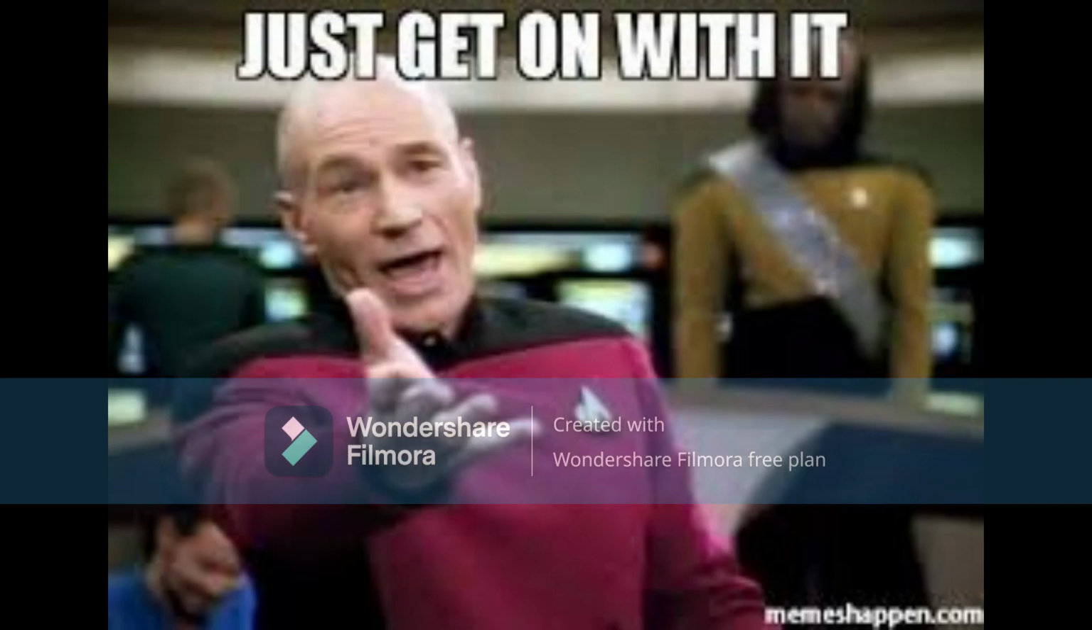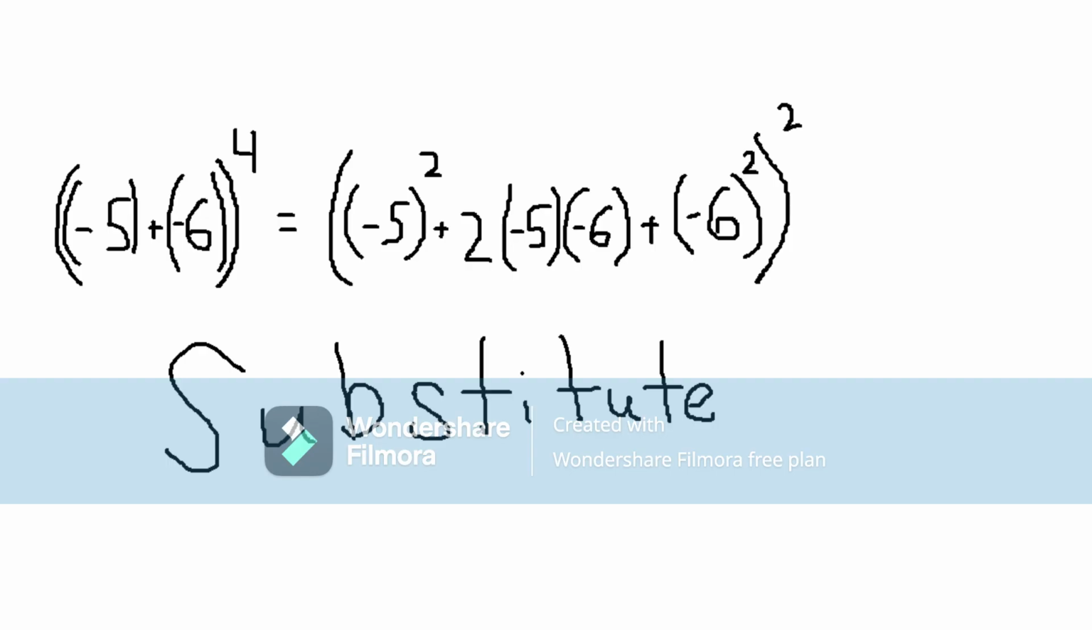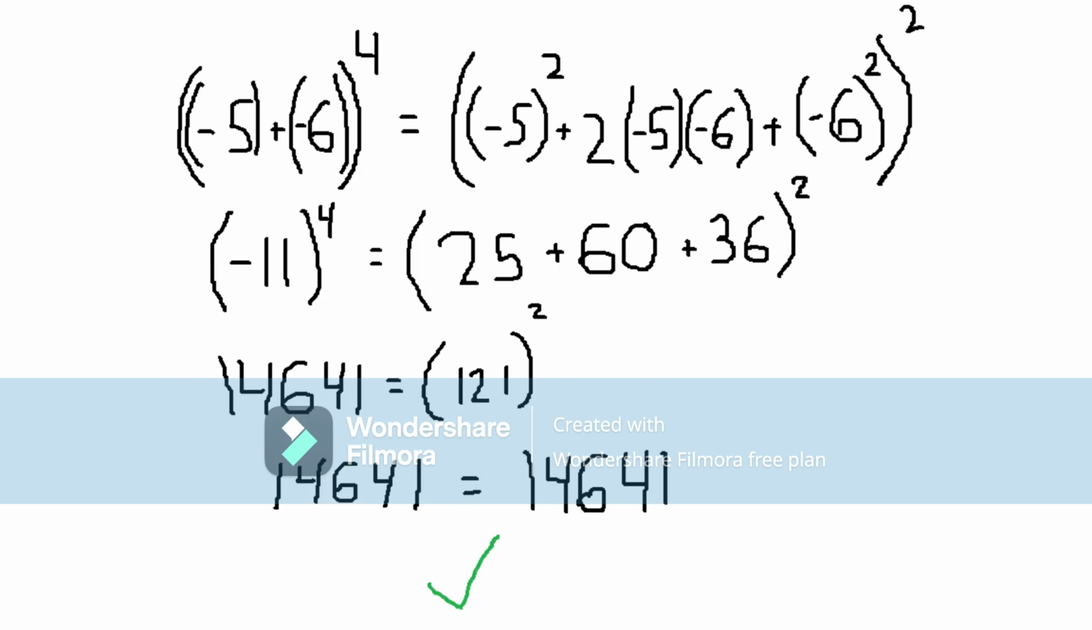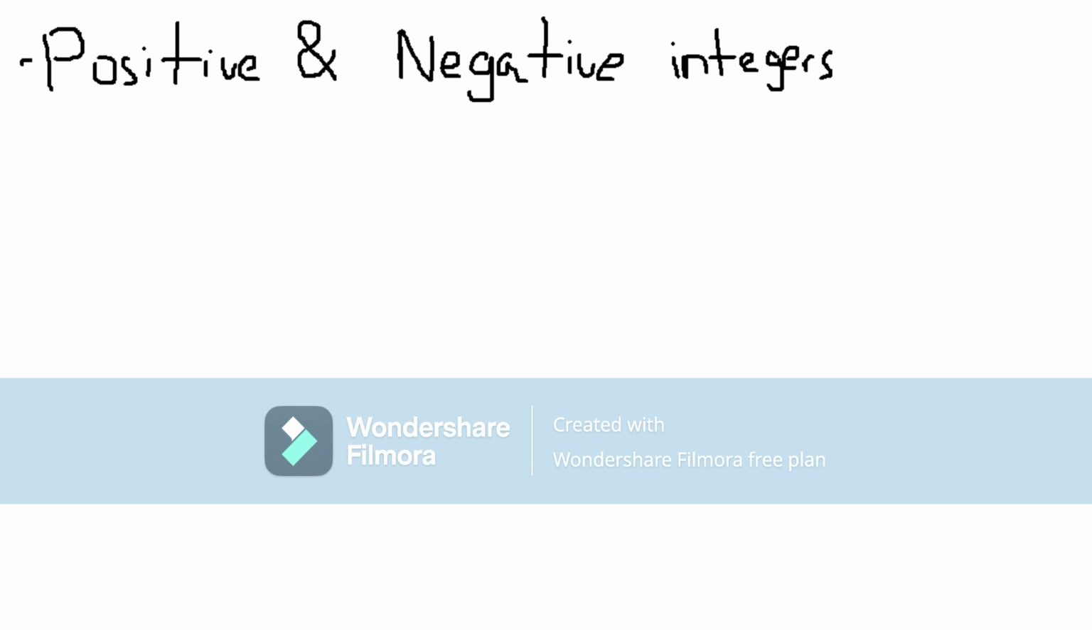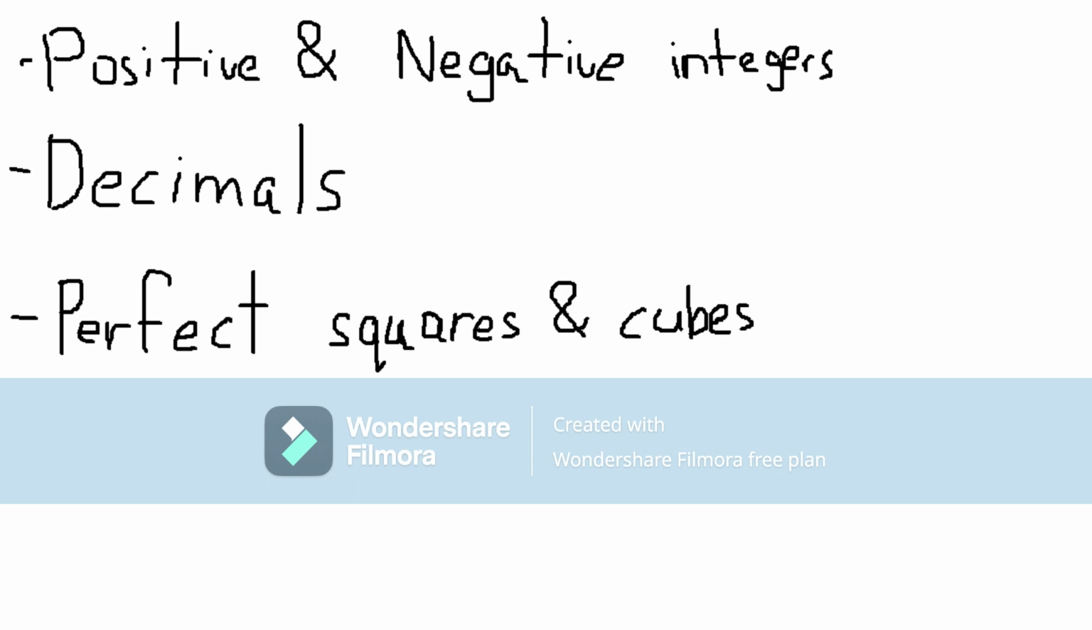You probably get the trick by now. If we substitute both sides of the equation with these values and simplify, you'll find that both sides are, again, equal to each other. The quartic binomial identity works with positive and negative integers, decimals, perfect squares and cubes, and more.